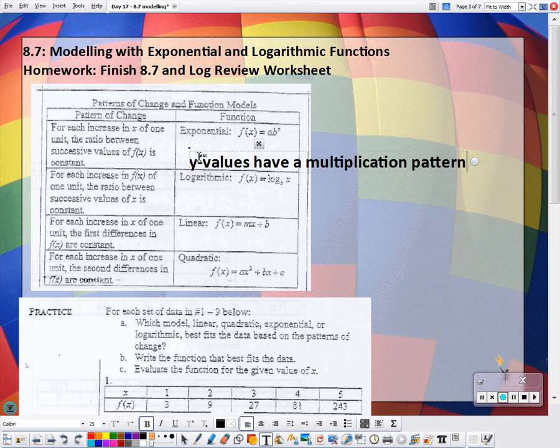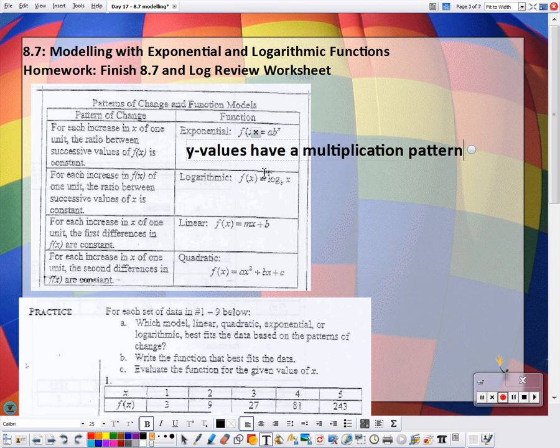Now, I'm not going to write a division pattern because at this point in our math careers, we know that every division pattern can be written as a multiplication pattern. Like if the pattern is divide by 2, it's really just multiplying by 1/2. All right. Logarithmic functions are the inverse of exponential functions. So their x values have a multiplication pattern. Linear functions have an addition-subtraction pattern.